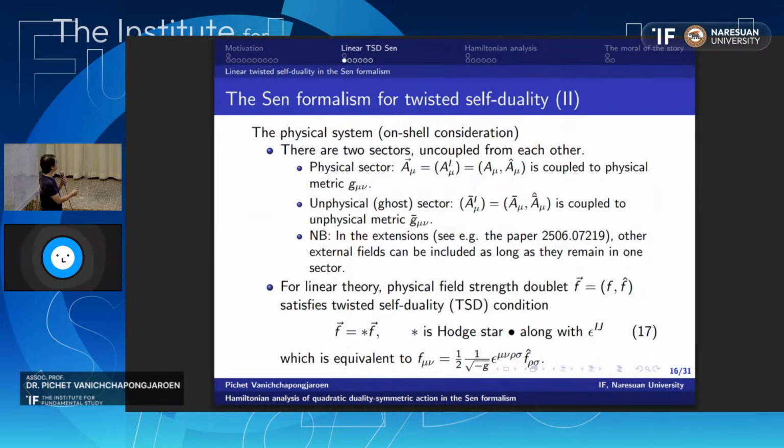Okay, so for the nonlinear theory, the physical field strength doublet, written as a vector F, satisfies the twisted self-duality condition. So F equals star F, where star here is the Hodge star, along with some 2x2 matrix of epsilon ij. And this twisted self-duality condition is equivalent to the constitutive relations, which is actually F mu nu equals 1/2 times 1 over square root of minus G, epsilon mu nu rho sigma F hat rho sigma.